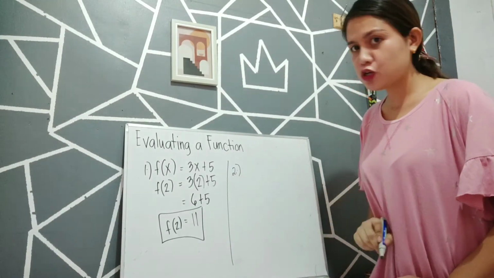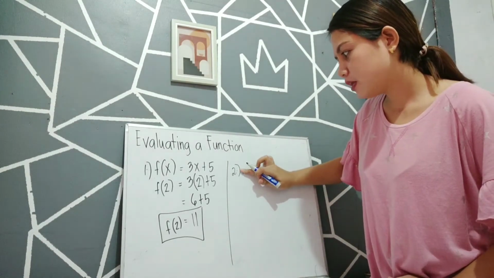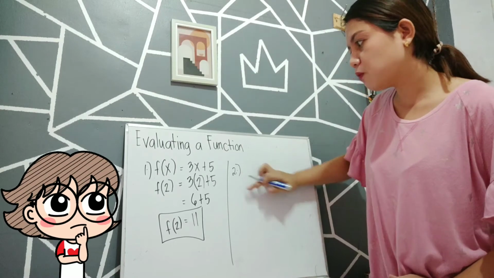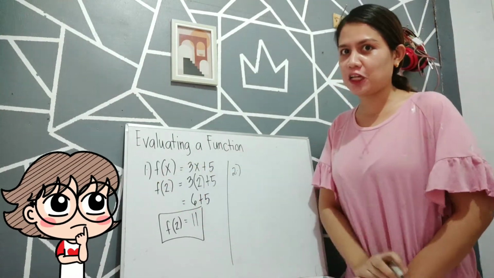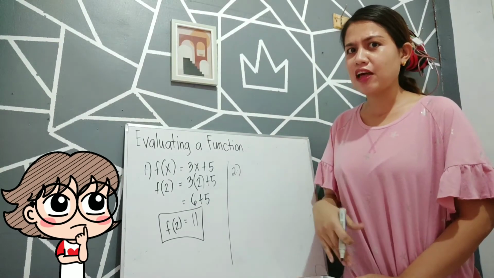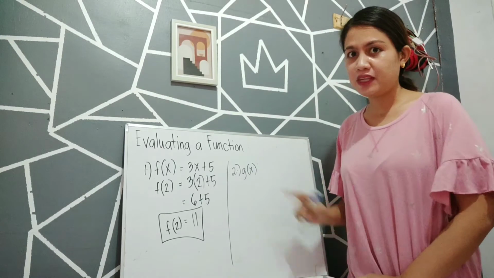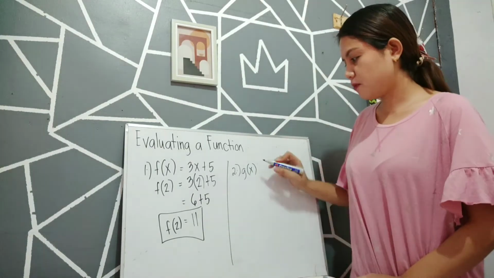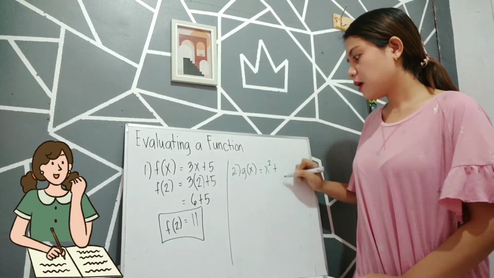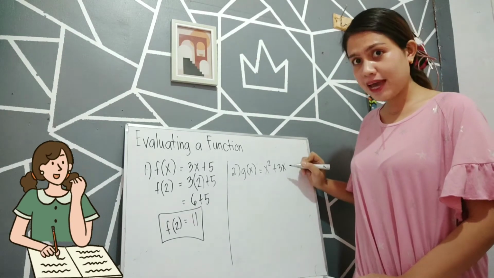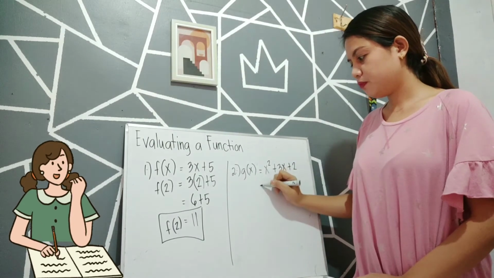Given this function, let's have another variable. Always remember, class, that when we say function, it doesn't always have to be f as our variable. You can use another variable. Let's say g of x. Still, that is our function. You're given x squared plus 3x plus 2.